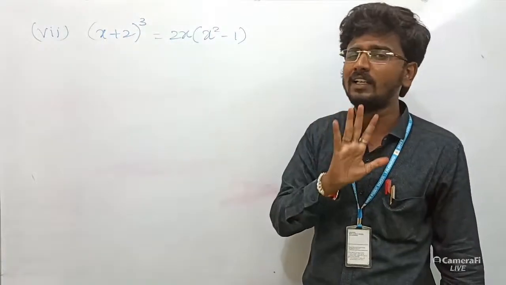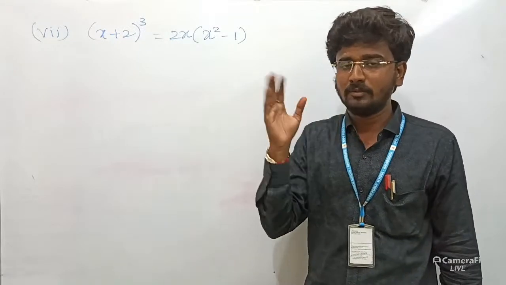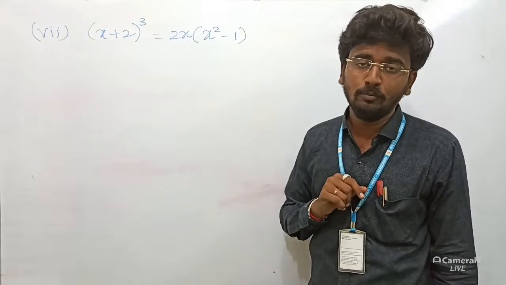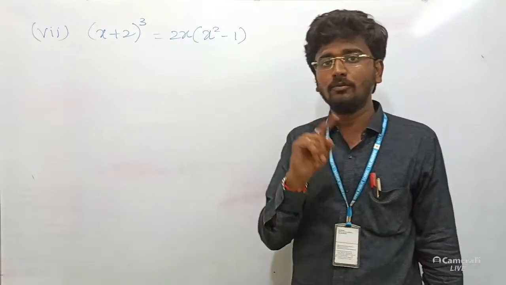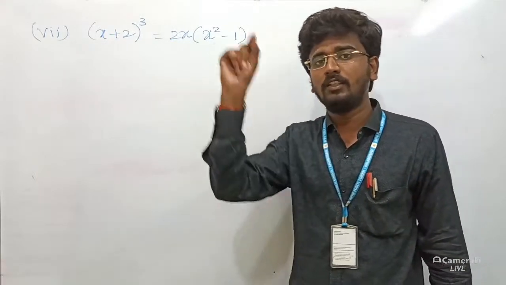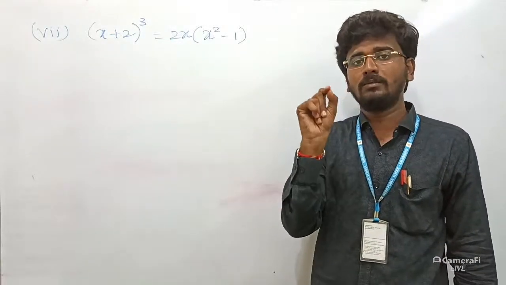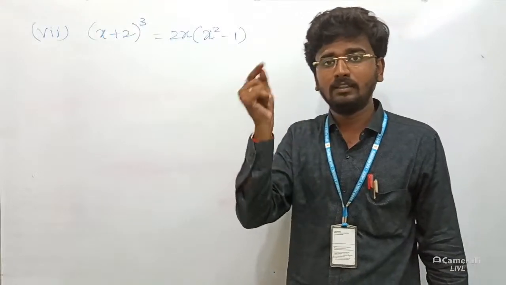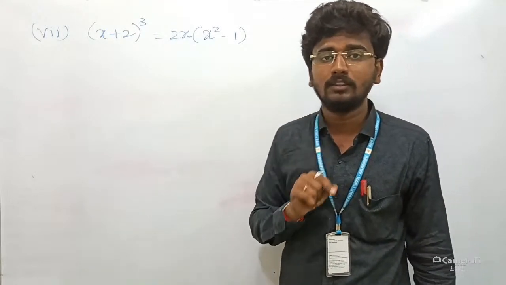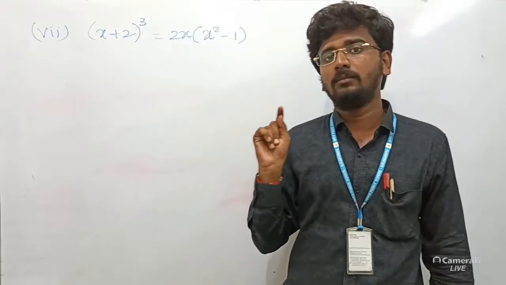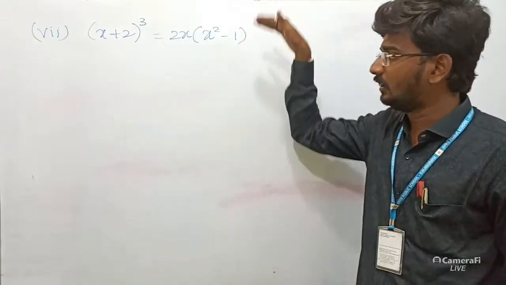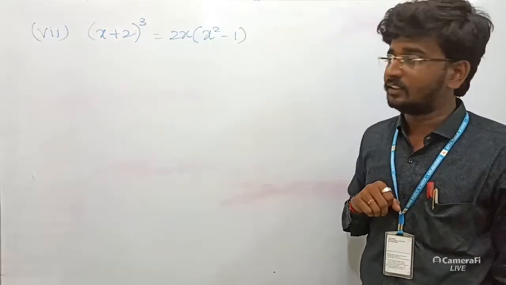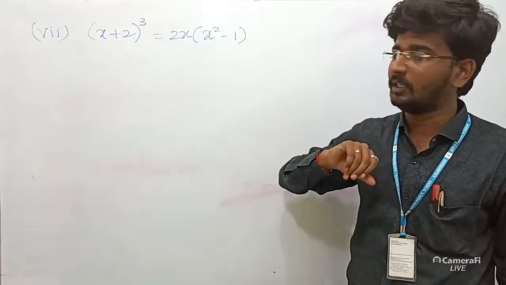There were totally 10 algebraic identities like a plus b whole square, a minus b whole square, a plus b whole cube, a minus b whole cube, a cube plus b cube, a cube minus b cube, a plus b plus c whole square, then a cube plus b cube plus c cube minus 3abc is equal to a plus b plus c into a square plus b square plus c square minus ab minus bc minus ca. So these were the identities which you have discussed already in the 9th standard. Those identities you have to remember.